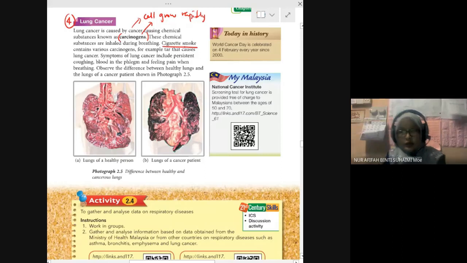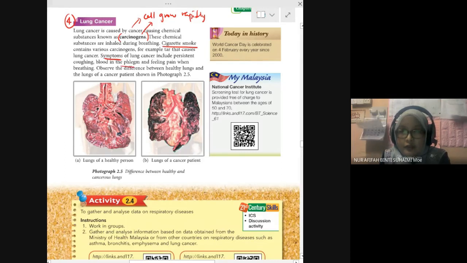Tumbuh dengan cepat, uncontrolled. Okay, that is cancer. And then it will grow in a certain place ataupun di tempat yang tak sepatutnya lah. So, this cancer is caused by carcinogen in the cigarette smoke. Alright. The symptoms include persistent coughing, blood in the phlegm.